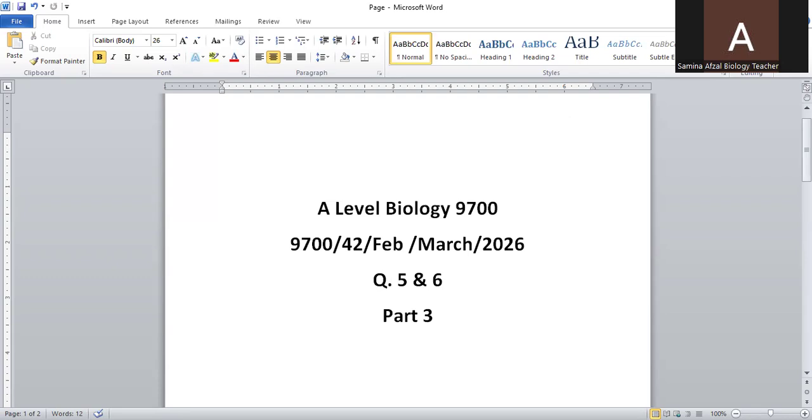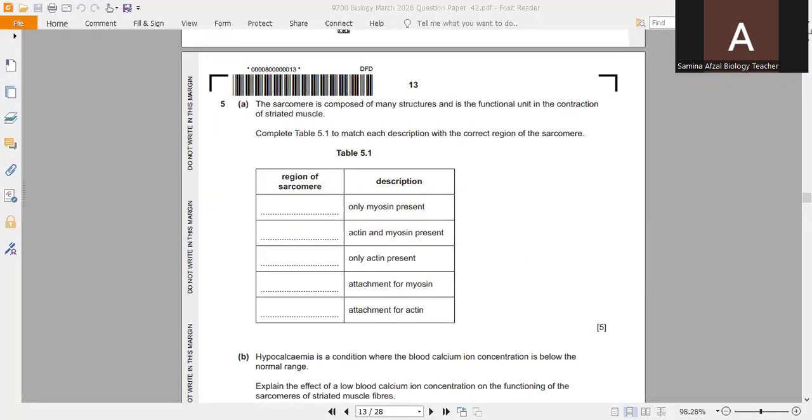Question number 5 is: the sarcomere is composed of many structures and is the functional unit in the contraction of striated muscle. Complete Table 5.1 to match each description with the correct region of the sarcomere. They have given us the regions of the sarcomere, and descriptions have been given. We have to find the region where only myosin is present, where actin and myosin are present, only actin is present, attachment for myosin and attachment for actin.